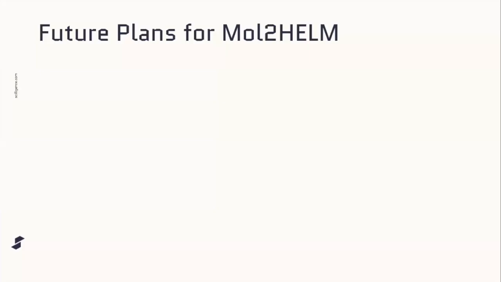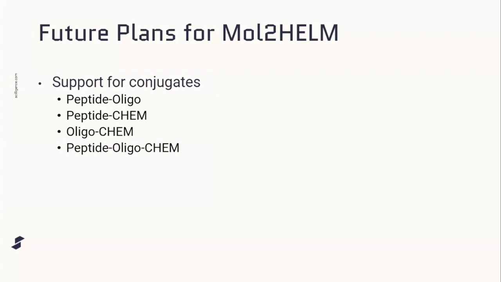So as for our future plans for Multi-HELM development, as my colleague Alan mentioned, conjugates are a huge up and coming player in recent years in the pharmaceutical world. And so definitely our top priority is adding support for conjugates. In particular, peptide oligo conjugates will be relatively straightforward for us to add support for. We also want to look into adding support for peptide chem conjugates, oligochem conjugates, as well as peptide oligochem conjugates. So cases like the one I showed earlier, where you have a chem linker between your peptide and your oligonucleotide.